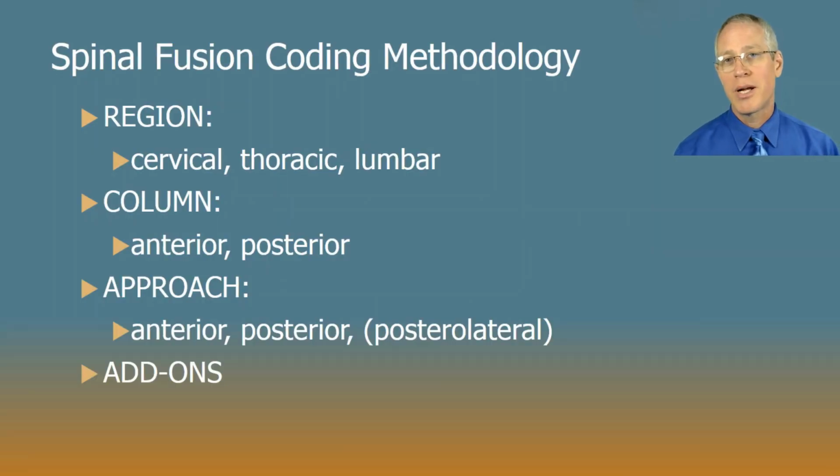So there's a certain methodology I like to recommend when you approach coding a spinal fusion, and that's kind of like building a banana split from the bottom up. First you start with the region, cervical, thoracic, or lumbar, and that will guide you to that part of CPT. Then carefully understand which or both of the columns are being fused.